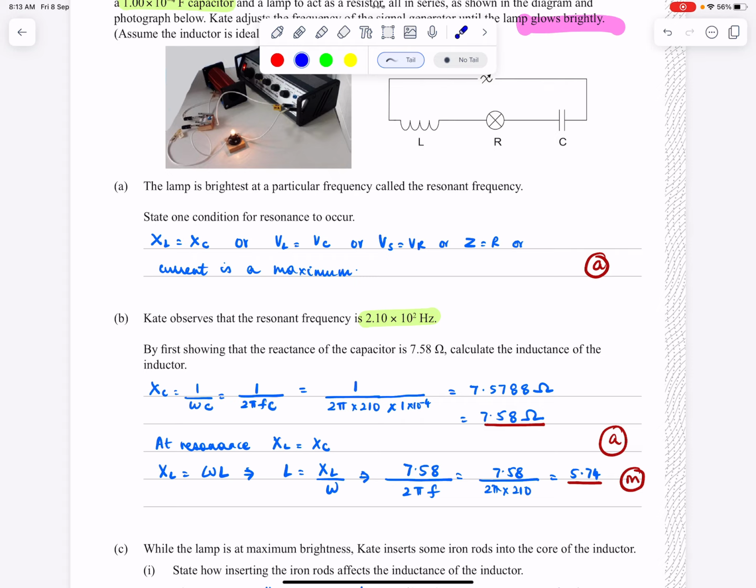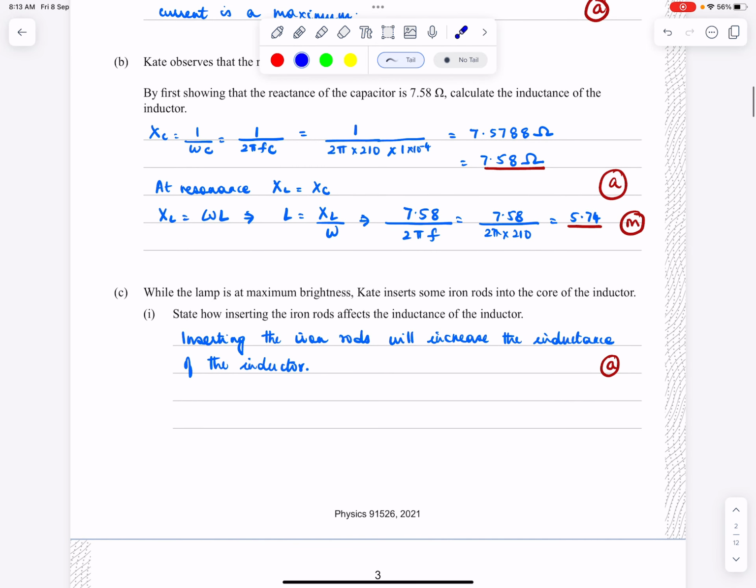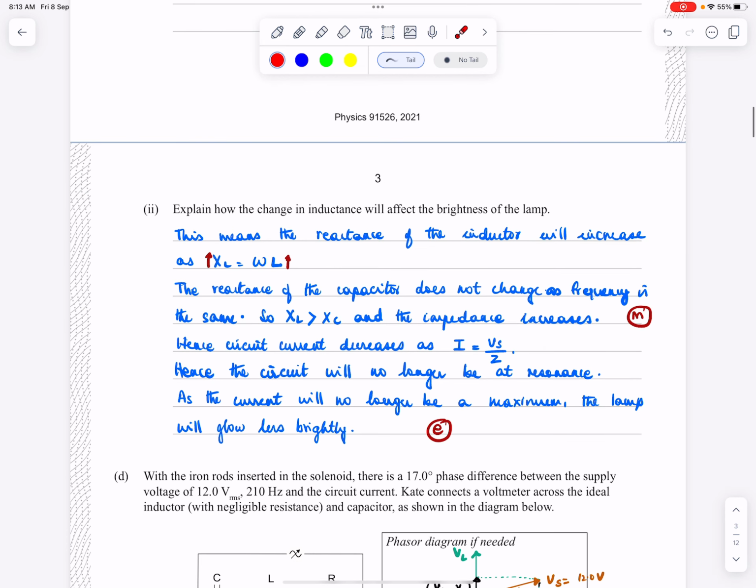Okay, the next one. While the lamp is at maximum brightness, Kate inserts some iron rods into the core of the inductor. Now state how inserting the iron rods affects the inductance of the inductor. So what's going to happen is that the inductance of the inductor will increase, and if you just got that much and nothing else, because this has got different parts, you get an achieved. Now explain how the change in inductance will affect the brightness of the lamp.